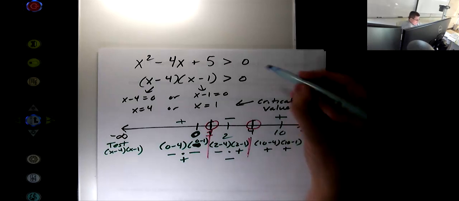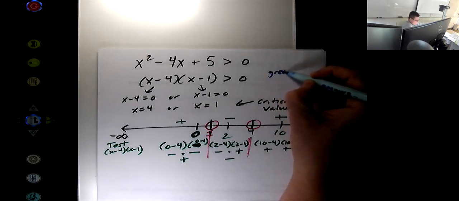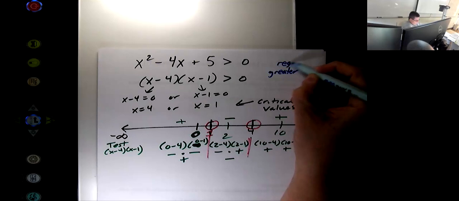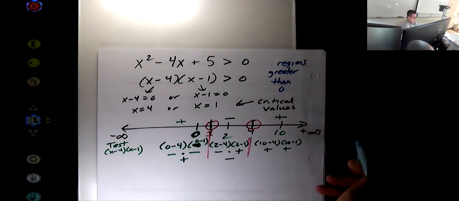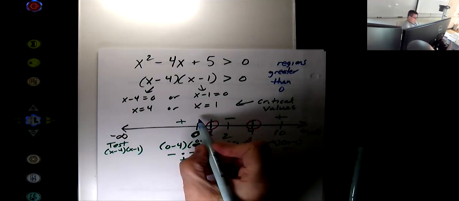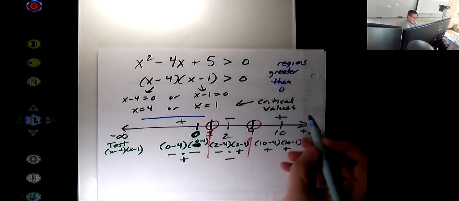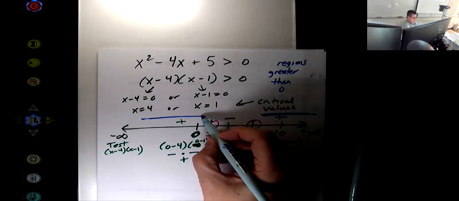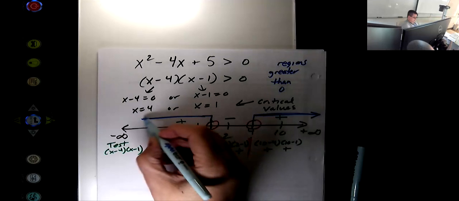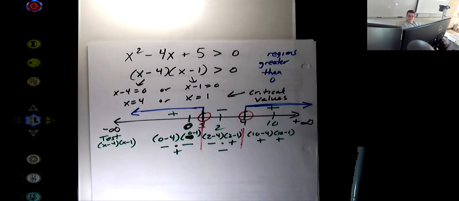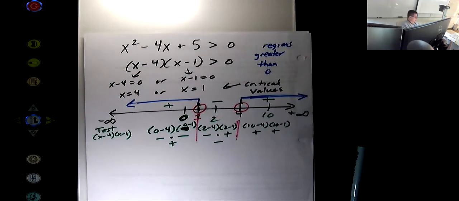I want regions that are greater than 0. Greater than 0 are the positive regions. I want this region right here and this region right here. So I will do this. This actually gives us something we haven't seen in interval notation yet. We have 2 regions.